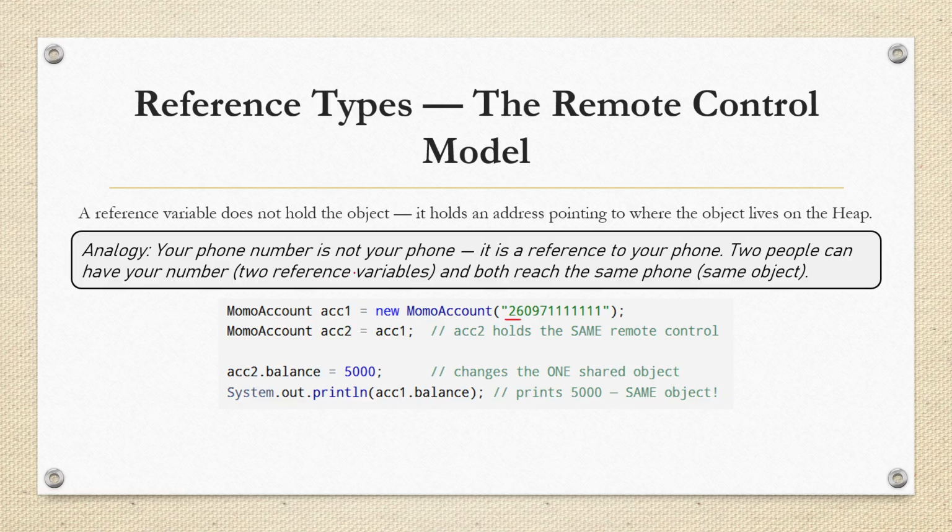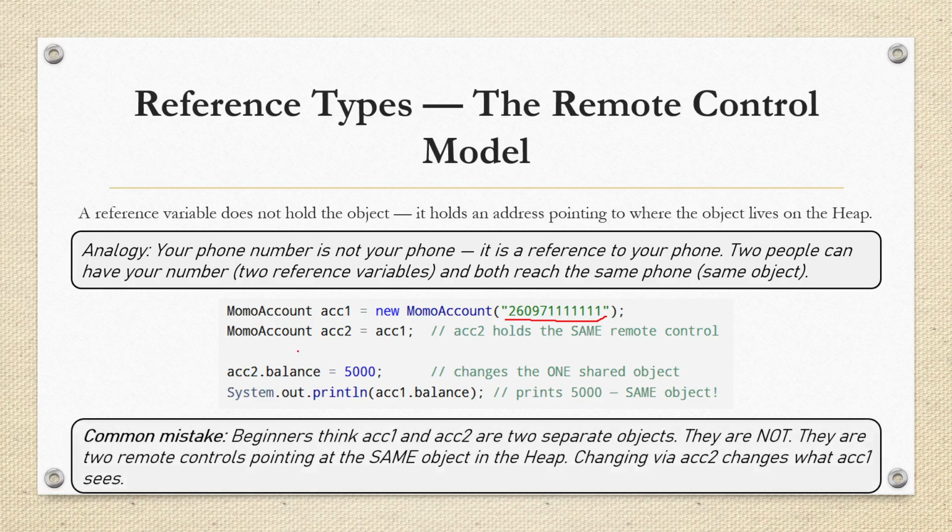Because remember, initially it's got this value, right? But when a change happens, it gets reassigned to 5,000. So both of these are now pointing to the same particular balance. So here's a common mistake. Most people, beginners, would think SEC1 and SEC2 are two separate objects. They're not. They are both pointing to the same thing.